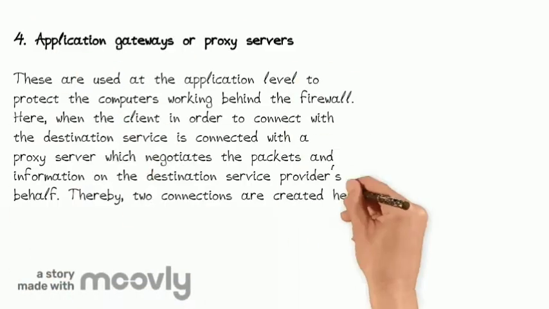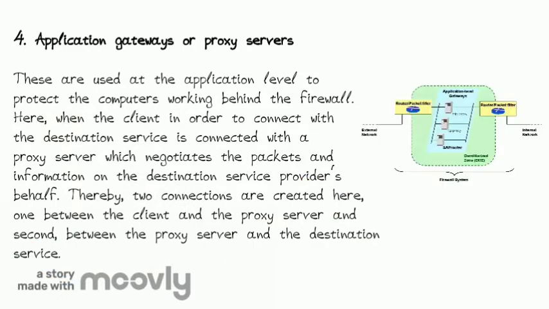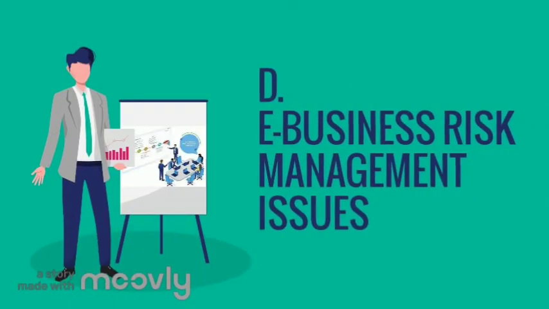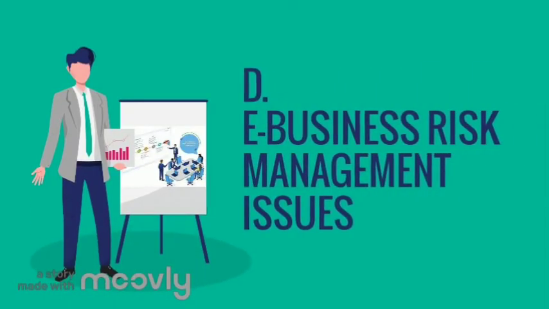For application gateways or proxy servers, these are used at the application level to protect the computers working behind the firewall. Here, when the client, in order to connect with the destination service, is connected with a proxy server which negotiates the packets and information on the destination service provider's behalf. Thereby, two connections are created here: one between the client and the proxy server, and second, between the proxy server and the destination service. The next aspect is the e-business risk management issues.